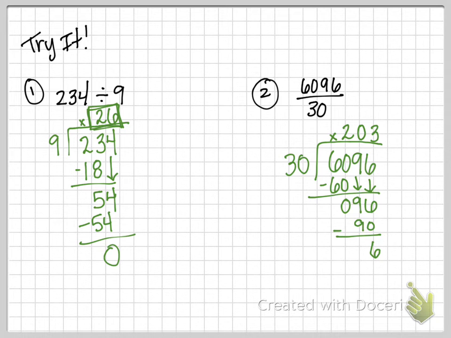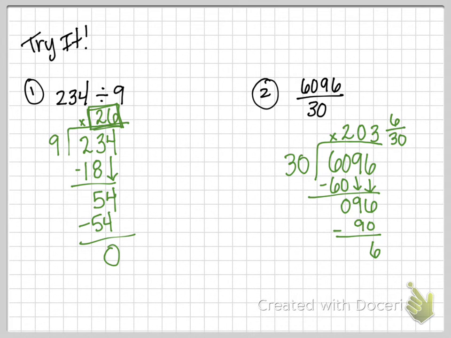We are not going to write this as R6. Instead, we're going to write it as a fraction. And what would my fraction be? What's my fraction going to be? Colin? 6/30. Yes. 6, the remainder, over the divisor.